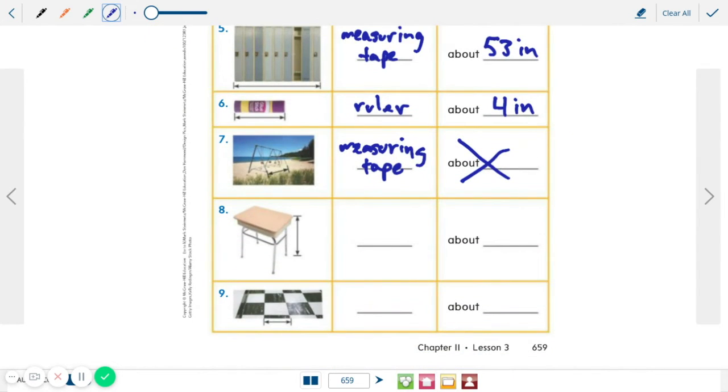Now for number 8, we need to measure a desk. So I just measured a desk that I have at home, not one of the ones like we have at school, but it's still a desk. And to measure my desk, I used a yardstick because a ruler was too small. And the height of my desk was about 29 inches.